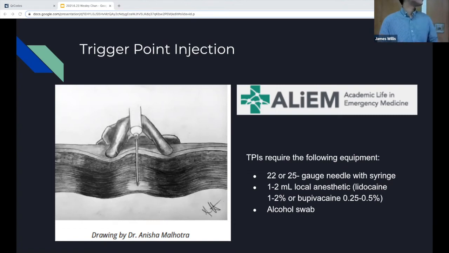Another solution is intra-articular blocks, especially for dislocations, for femoral, for knee pain. It's also a great way to reduce the amount of opioids you're using for these patients.